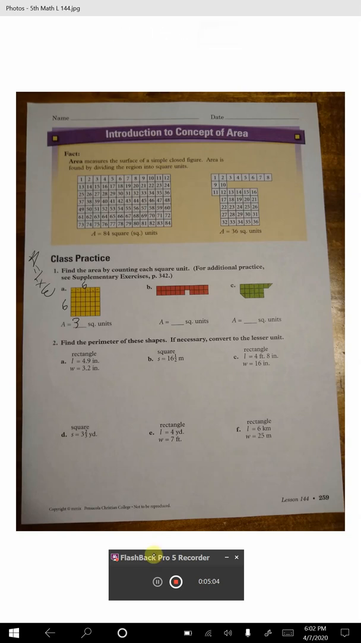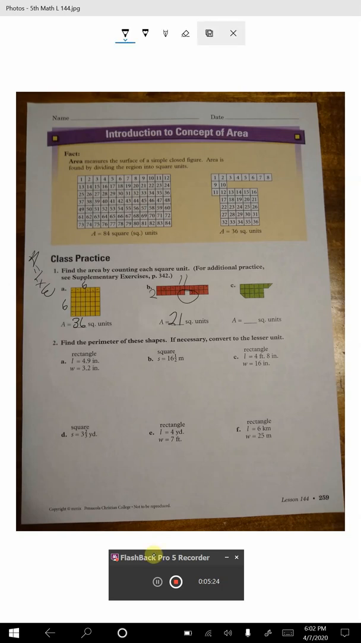6 times 6 would be 36 square units. This one, I can do the length. 1, 2, 3, 4, 5, 6, 7, 8, 9, 10, 11. And then 2 down the side. 2 times 11 is 22, and then subtract that one that's missing. So we'd get 21 square units.